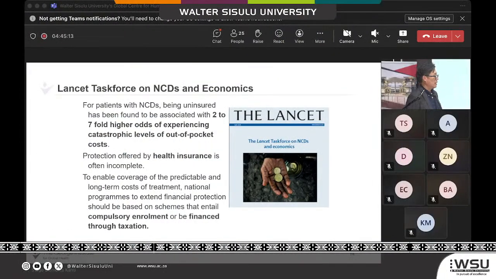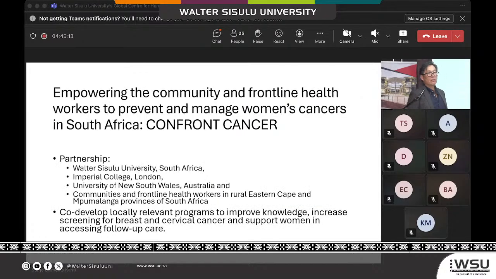So in a commercial market, insurance for non-communicable diseases is often not commercially viable. And so what we argue in the Lancet Task Force on NCDs and Economics is that if we're looking at providing financial protection for people, particularly when we're talking about the burden of NCDs, we're going to have to look at schemes that involve compulsory enrolment or are financed through taxation. In other words, publicly funded national schemes rather than relying on private insurance. So that's just a bit of background to some of the broader work that we've been doing around universal health coverage and out-of-pocket costs. And as I said, we'd be keen to see if we can do some similar work through the centre in South Africa and Africa.